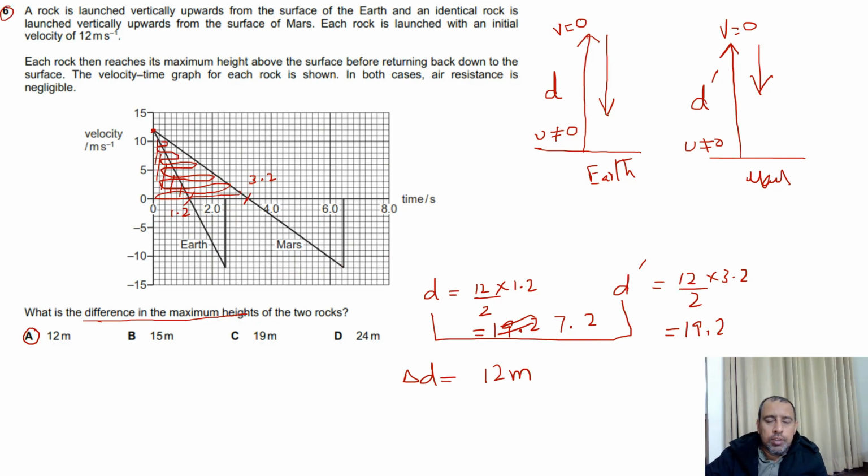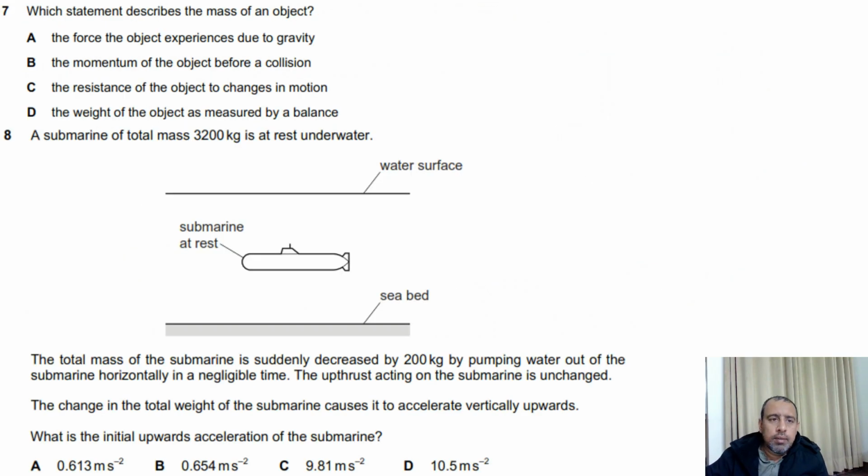We have done this question. For question number 7, which statement describes the mass of the object? Generally, the students relate the definition of the mass from this relation F is equal to ma. No, it's wrong. The mass relates with the law of inertia. So in this, the force the object experiences. No, the mass is not the force. It's wrong. You cannot define mass in terms of momentum change. The resistance of the object to change its motion.